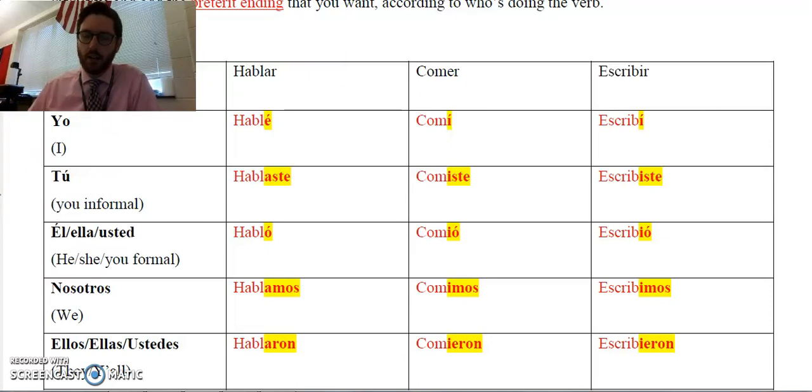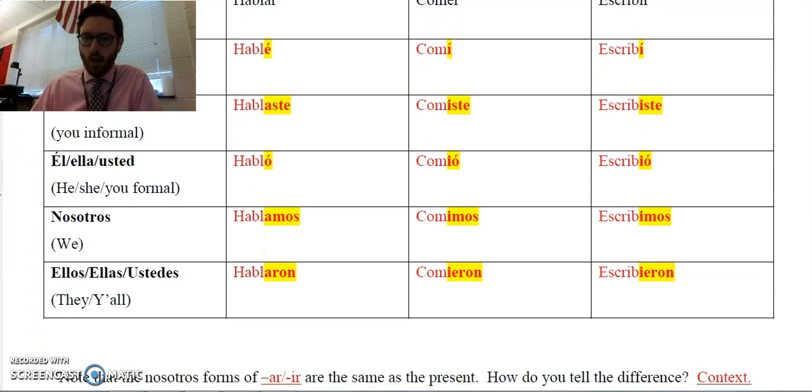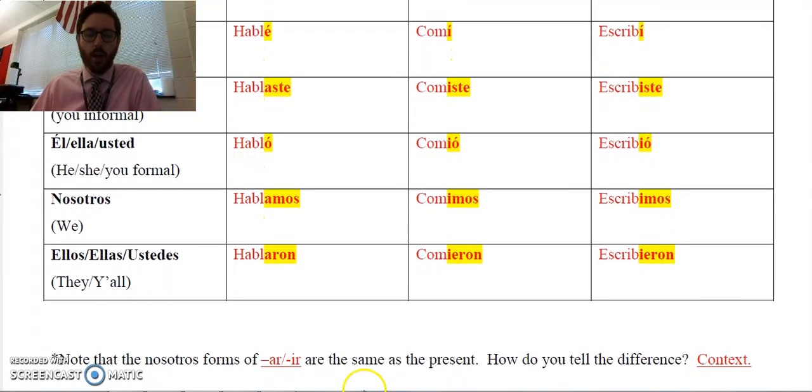That bold highlighted part that you see there. One last thing I wanted to mention: if you look at, for example, hablamos and escribimos, you'll notice that those endings are the exact same as with the present tense. So if I say nosotros hablamos, you don't know whether I'm talking about how we talk now, or how we talked in the past. Same with escribimos. You don't know if we write now, or if we wrote in the past. The note says the forms of AR and IR are the exact same as the present tense. The way that you'll tell the difference is context.